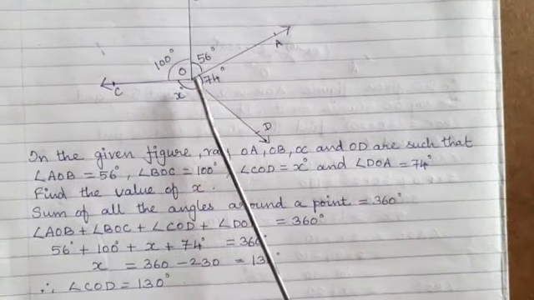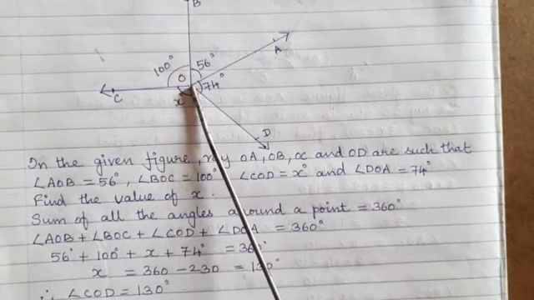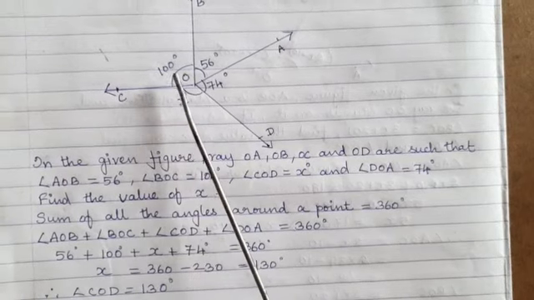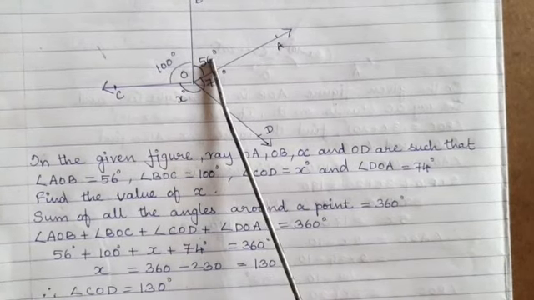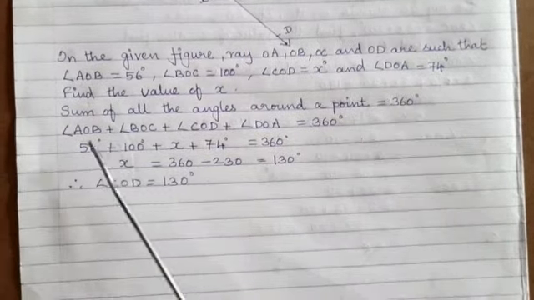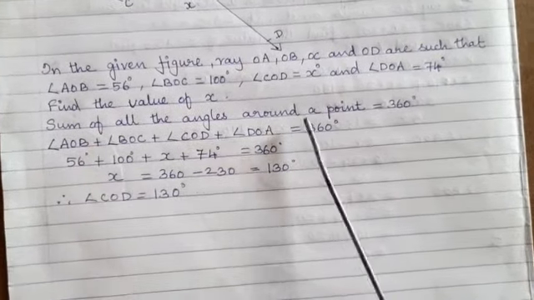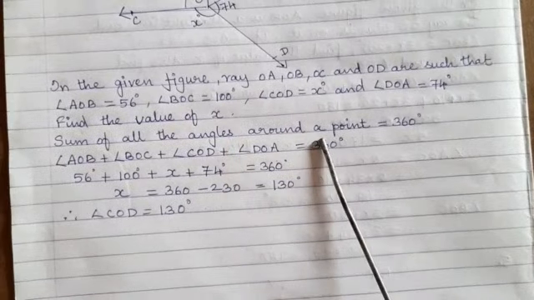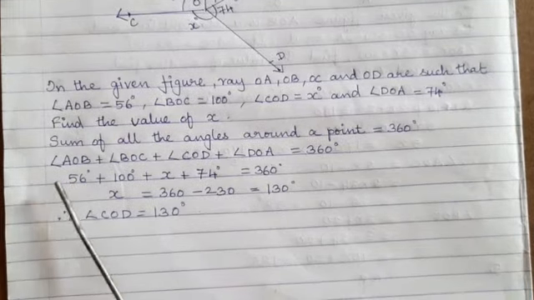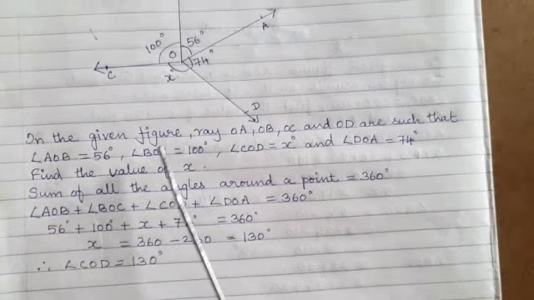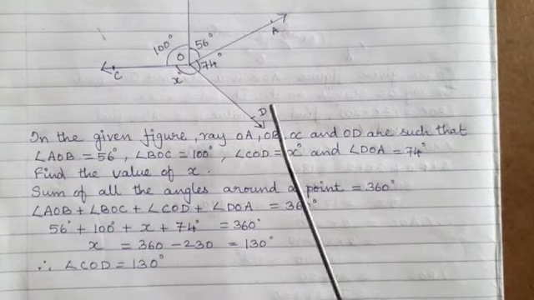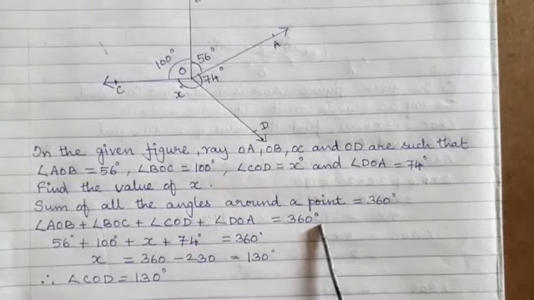You know that the sum of the angles around the point O is equal to 360 degrees. That means if you add all the angles, 100 plus 56 plus 74 plus X is equal to 360 degrees. So how will you write it? First you write the theorem: sum of all the angles around a point equals 360 degrees. Then write angle AOB plus angle BOC plus angle COD plus angle DOA, which is equal to 360 degrees.